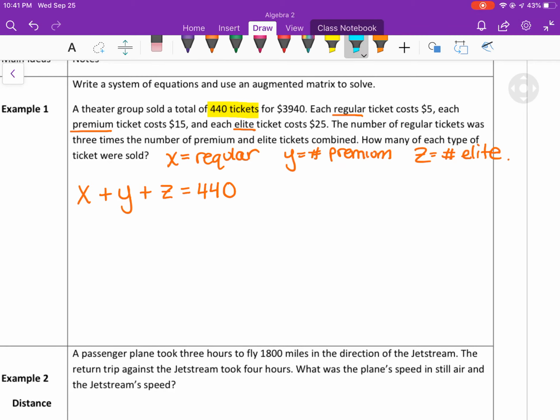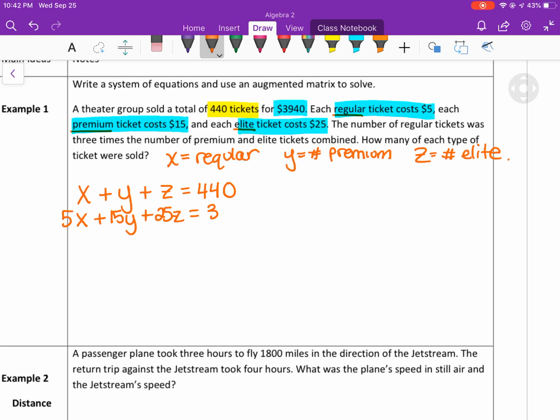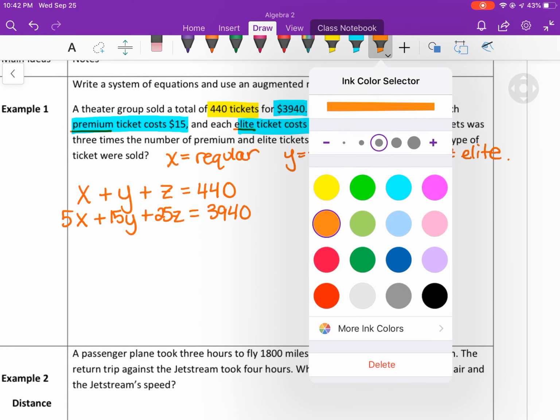The next part comes from our cost. Our regular tickets cost $5, our premium cost $15, and our elite cost $25. Altogether, we sold $3,940 worth. So that's $5 per regular ticket plus $15 per premium ticket plus $25 per elite ticket. Altogether, those equal $3,940. So those are our first 2 equations. That's very similar to systems in 2 variables, the how much of each type problems. The third equation requires a little bit extra thinking.